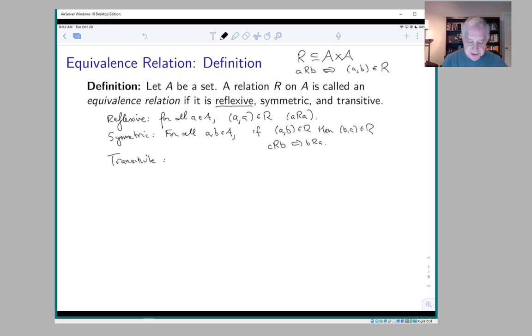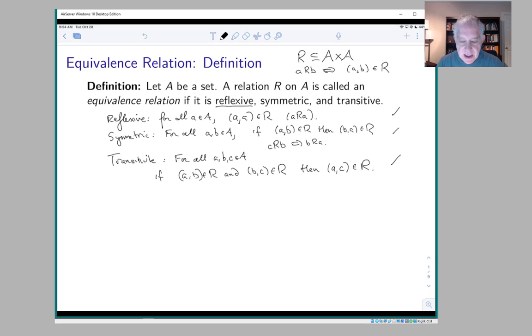And finally, there was the transitive property, which was a property of triples. It said for all triples a, b, c in A, if (a, b) is in R and (b, c) is in R, then (a, c) is in R. So we have a property of one element of A, two elements of A, and three elements of A with respect to this relation. And an equivalence relation is a relation which satisfies all three of these properties. It's reflexive, it's symmetric, and it's transitive.